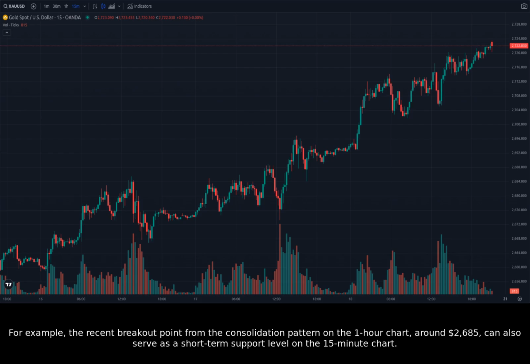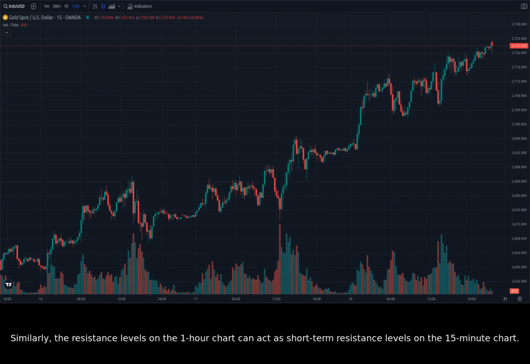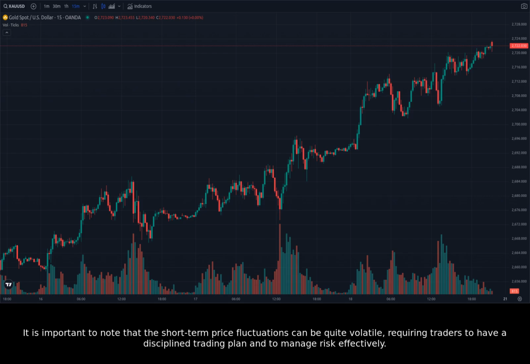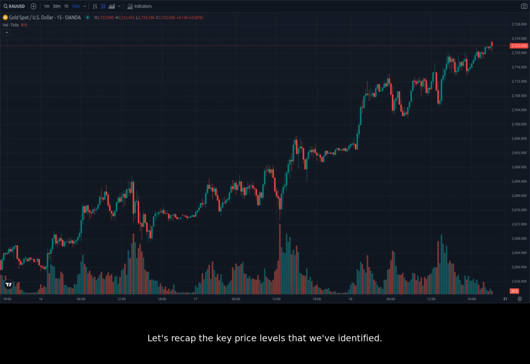$2,685, can also serve as a short-term support level on the 15-minute chart. Similarly, the resistance levels on the 1-hour chart can act as short-term resistance levels on the 15-minute chart. It is important to note that the short-term price fluctuations can be quite volatile, requiring traders to have a disciplined trading plan and to manage risk effectively. Let's recap the key price levels that we've identified.